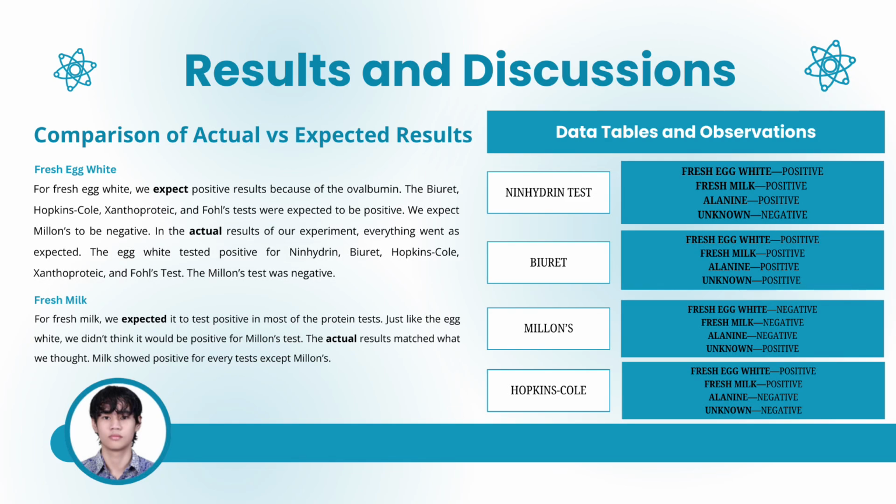For fresh milk, we expected it to test positive in most of the protein tests because of casein and its free amino acids. Just like the egg white, we didn't think it would be positive for Millon's since that test looks for tyrosine and milk doesn't have a lot of that. The actual results matched what we thought. Milk showed positive for everything except Millon's test. This confirmed that milk has proteins, free amino acids, and tryptophan, and a negative Millon's test means there's not much tyrosine in it.